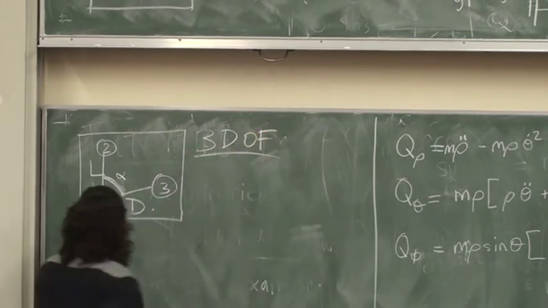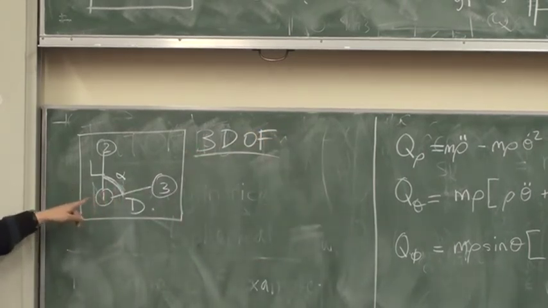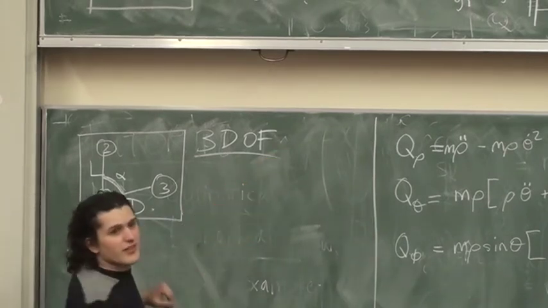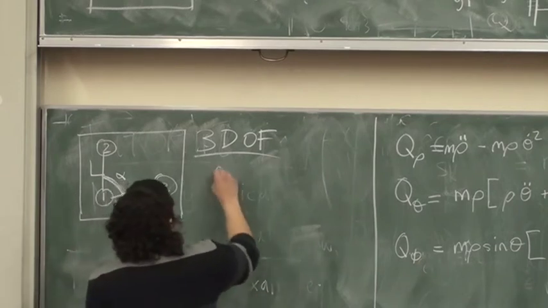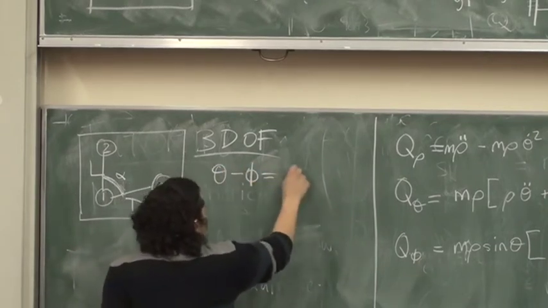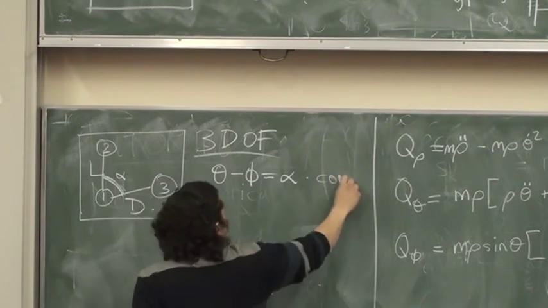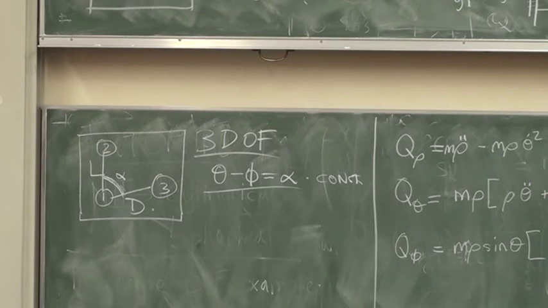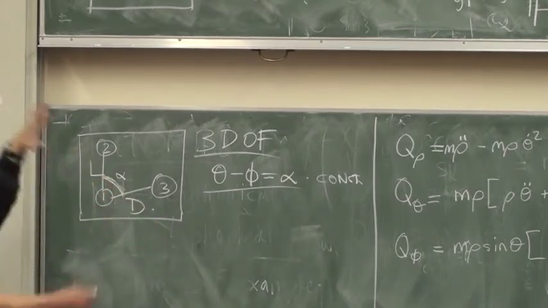Our other holonomic constraint is in this case. How can we write down our constraint? Well, we can write it in terms of our theta and our phi. We can write theta minus phi equals alpha, it's constant. That's certainly holonomic, right? We've written it in terms of 2 of our previous coordinates. So we expect 3 degrees of freedom.